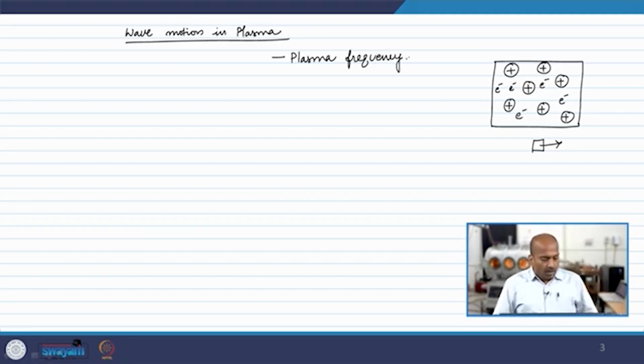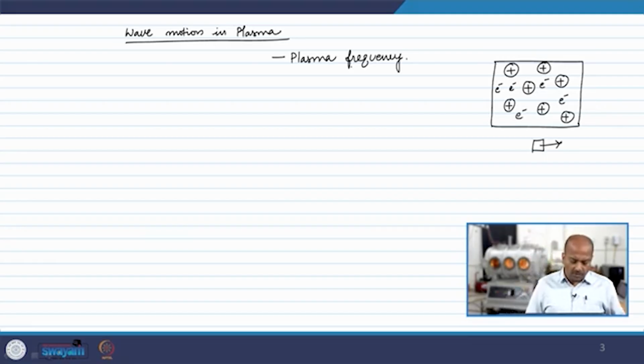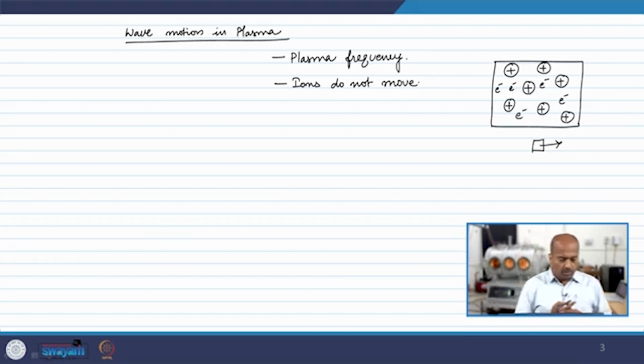Right. Now, what we will do in today's class is obtain an expression for plasma frequency, not by the old method. We will use the perturbation method and the MHD equations to characterize the plasma frequency. For this picture we assume that the ions remain fixed. We will assume that the ions do not move, they remain fixed to their positions, and we will use the linear perturbation theory. In addition to this, we have to make some more assumptions.